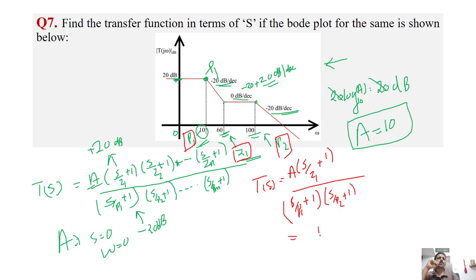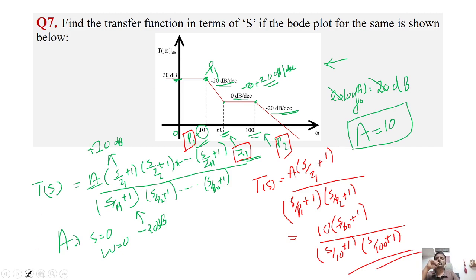And what is the value of A? A is 10 into S by Z1. What is Z1? 60. So S by 60 plus 1, divided by what is P1? S by 10 plus 1. And what is P2? S by 100 plus 1. Okay, so this will be the transfer function of this Bode plot.